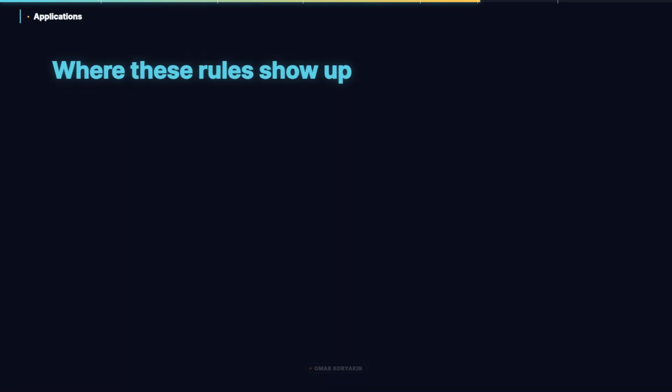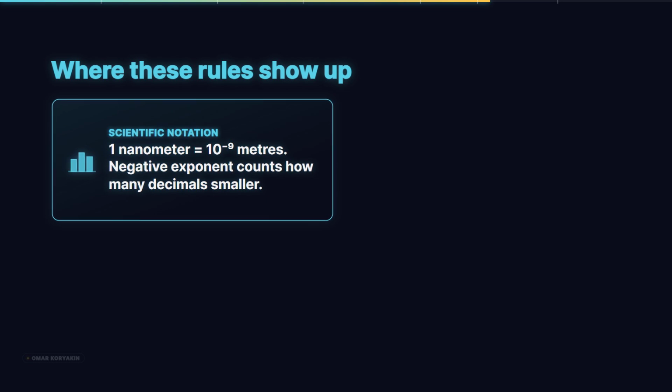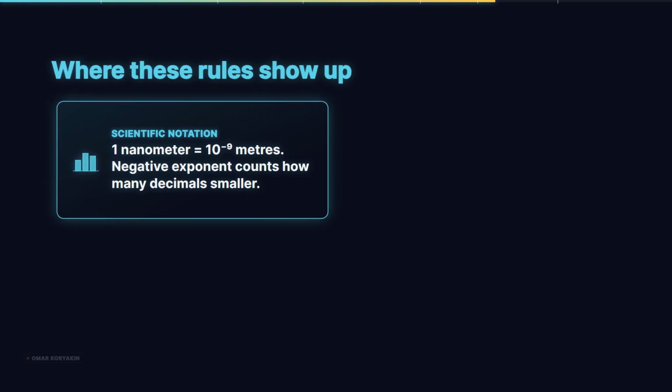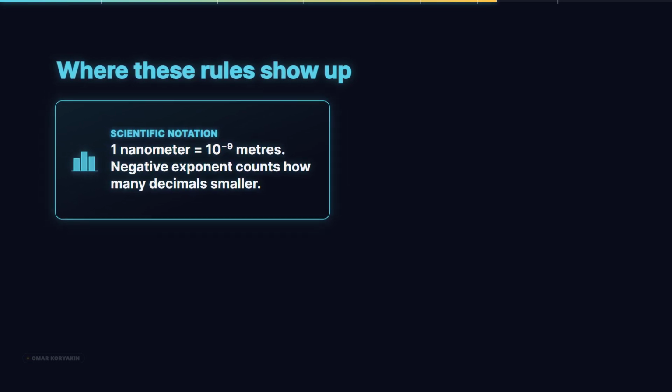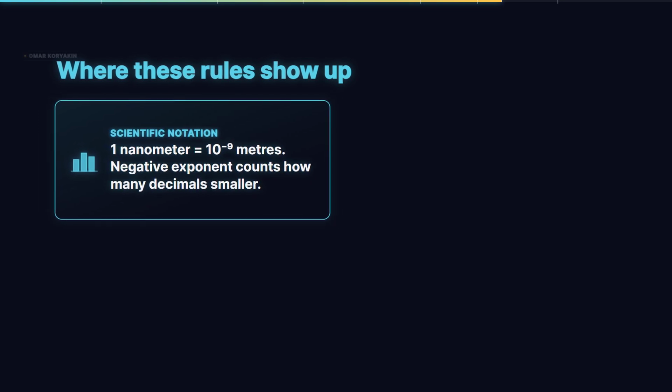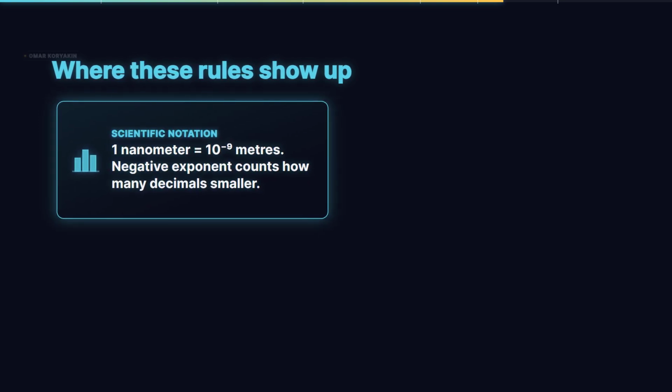The new exponent rules unlock 4 real-world contexts: scientific notation, half-life decay, asset depreciation, and signal attenuation all rely on quotient or negative exponents to express their core formulas compactly. First, scientific notation: 1 nanometer equals 10 to the negative 9th meters. The negative 9 in the exponent counts how many decimal places we shift the leading digit to the right of the decimal point. Negative exponents make scientific notation usable for very small quantities like atomic radii, gene lengths, and the wavelength of visible light.